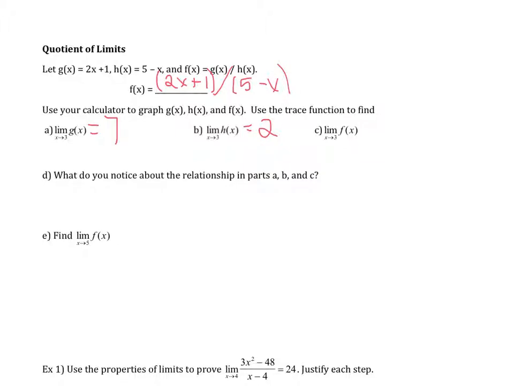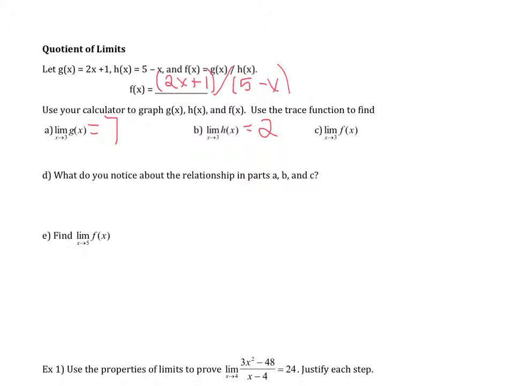If you are using your calculator, which you totally can, to calculate this limit, make sure that you put in each function in parentheses before you divide, okay? Otherwise, your function will not actually be the quotient. Your order of operations will be incorrect. Your numerator needs to be in parentheses, and your denominator needs to be in parentheses before you hit graph, okay? So if you are using the trace function, great.